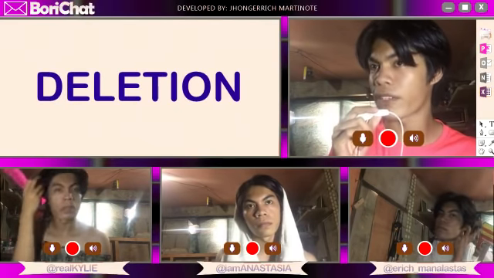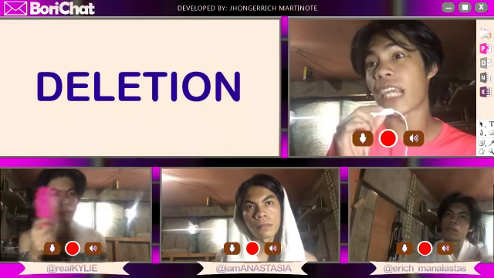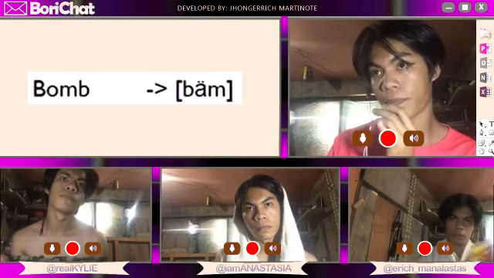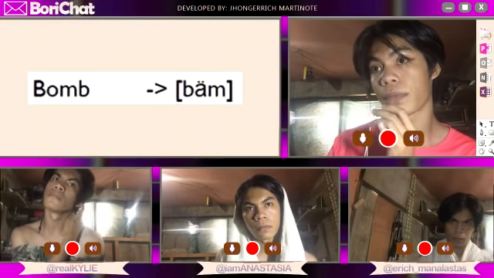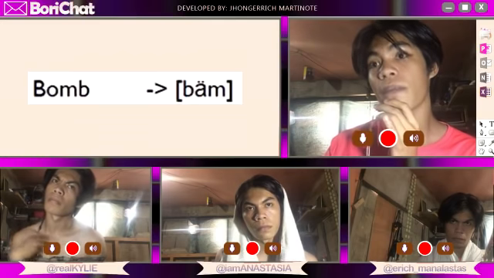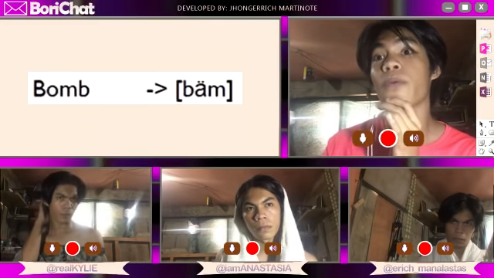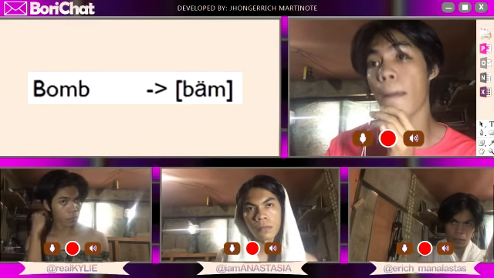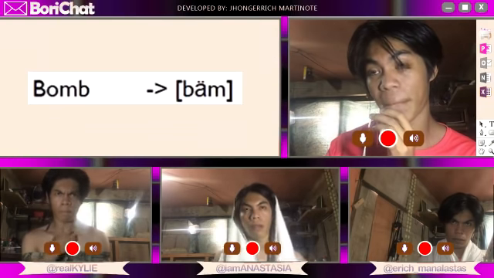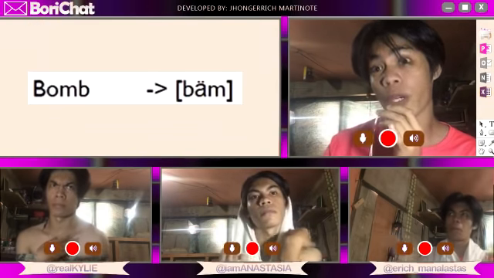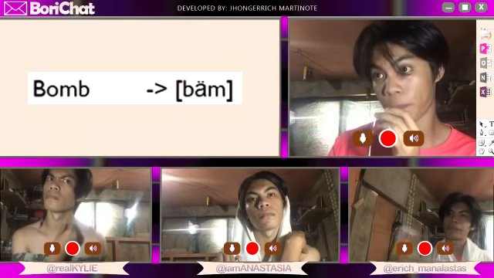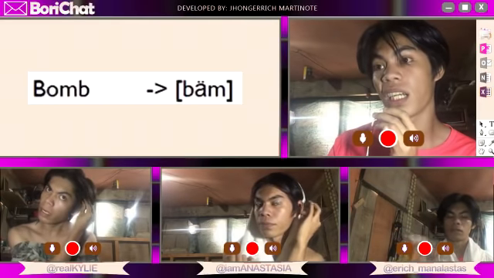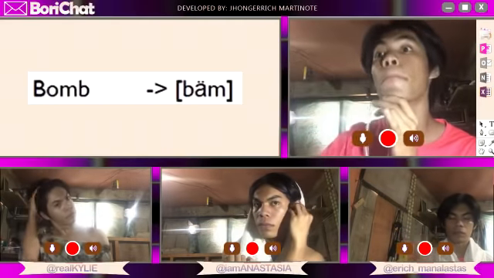Next type is the deletion. It is very understandable. It is about removing a segment from a certain phonetic context. Example, bump becomes bum. So, from this example, we have a rule. Delete a word final b when it occurs after an m. I-delete daw yung b when it occurs after an m.